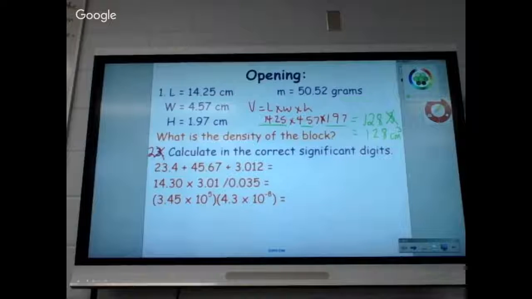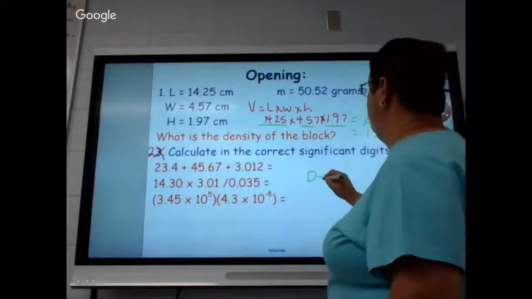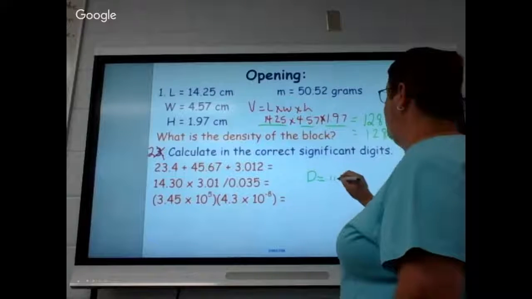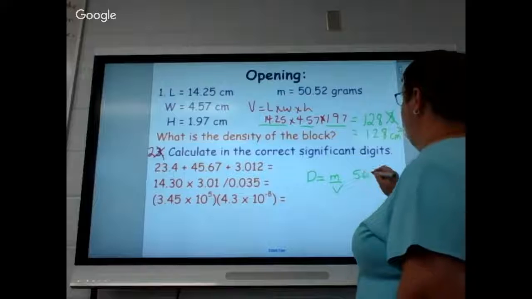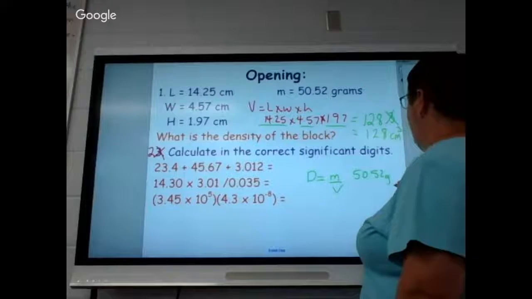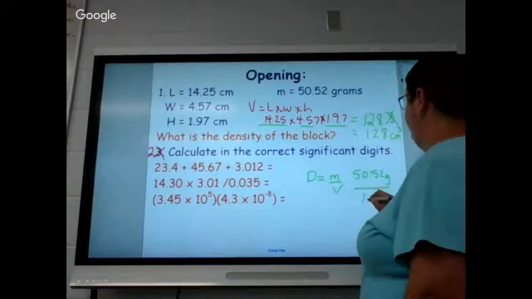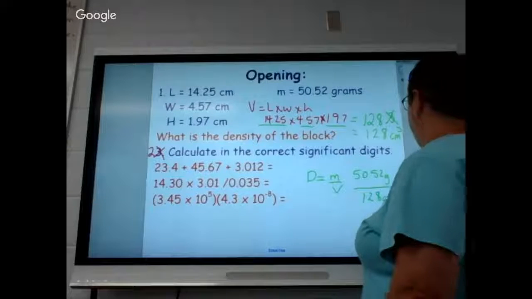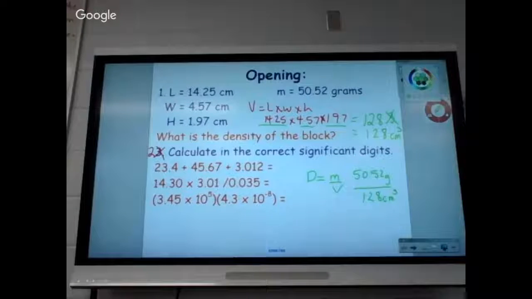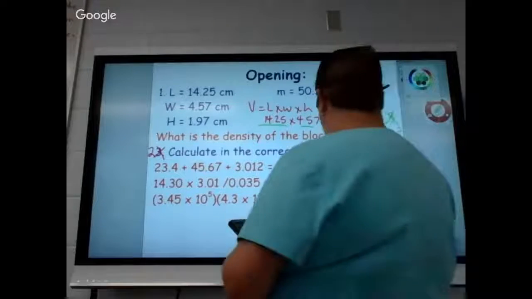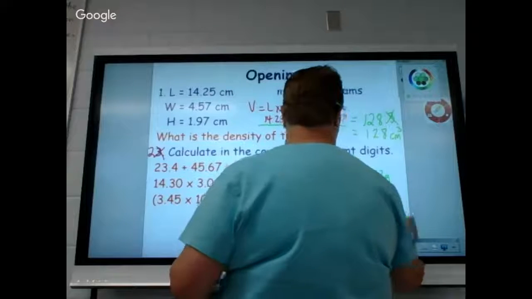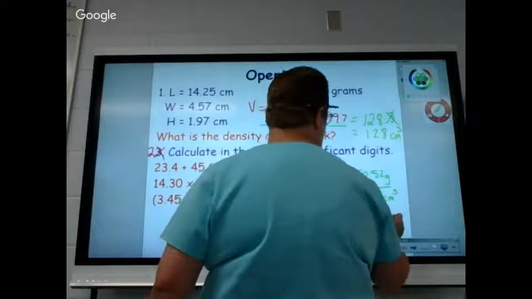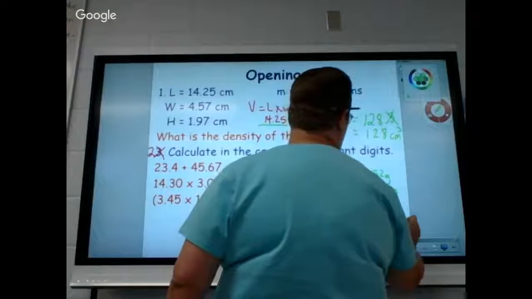Now, to find density. Density equals what formula? Mass over volume. What's the mass? 50.52 grams. 50.52 grams divided by 128 centimeters cubed. Okay. All right, I get a whole bunch of numbers again, 0.3946875, and I just quit writing. Grams over centimeters cubed.